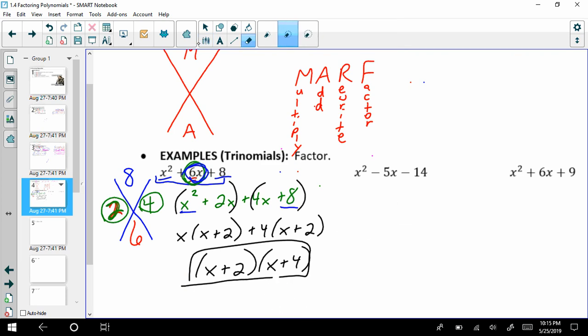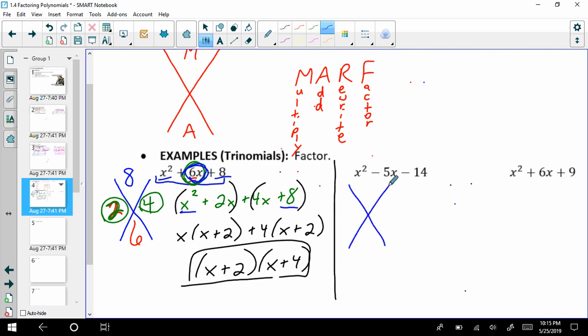So those of you that know trial and error, yes, this is more work, but when they get harder, this way will always work as well. I don't care what way you take. So the next one, let's see if we can factor this.